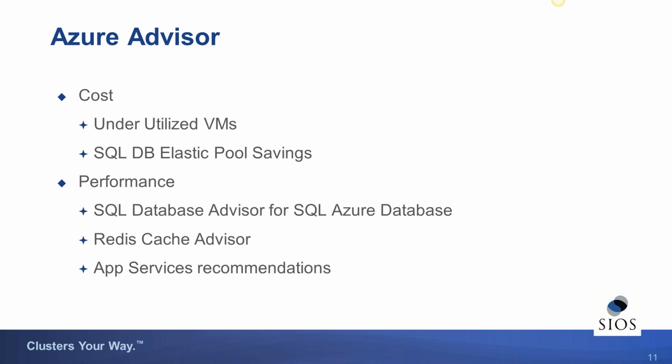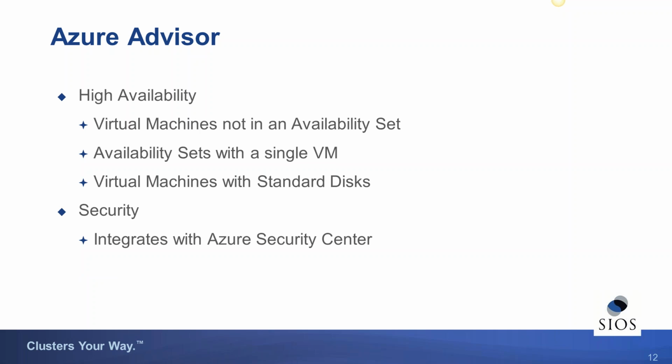Again, this is really more for your platform as a service, rather than, at this point, looking at the infrastructure as a service virtual machines. It's geared towards that. In the high availability category, there are 3 very specific things it's looking for. It's going to point out machines that are not in an availability set. If you're familiar with deploying highly available SQL Server, Always On, or failover clustering, you know that those virtual machines need to be in an availability set to ensure they're distributed across different fault domains and different update domains, so that there's no single point of failure.